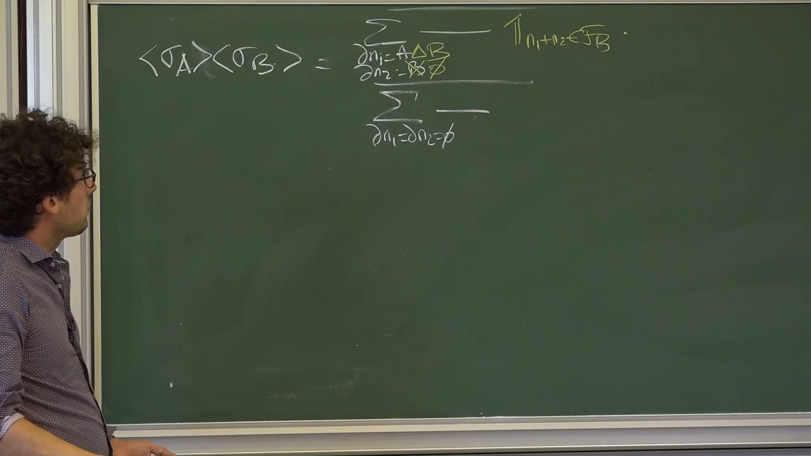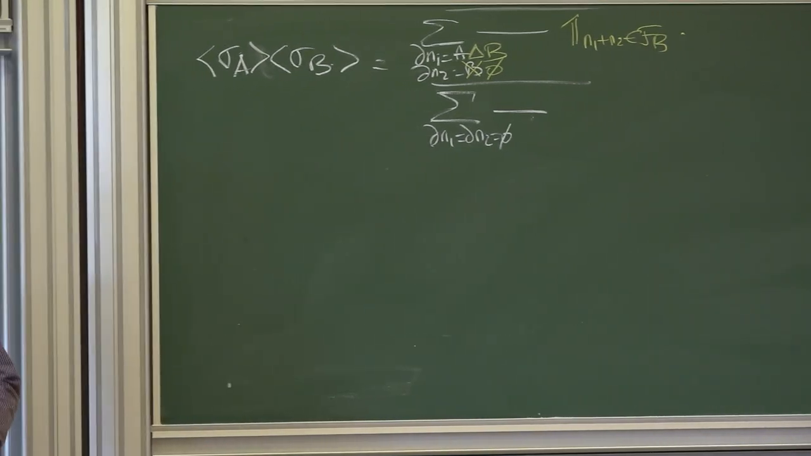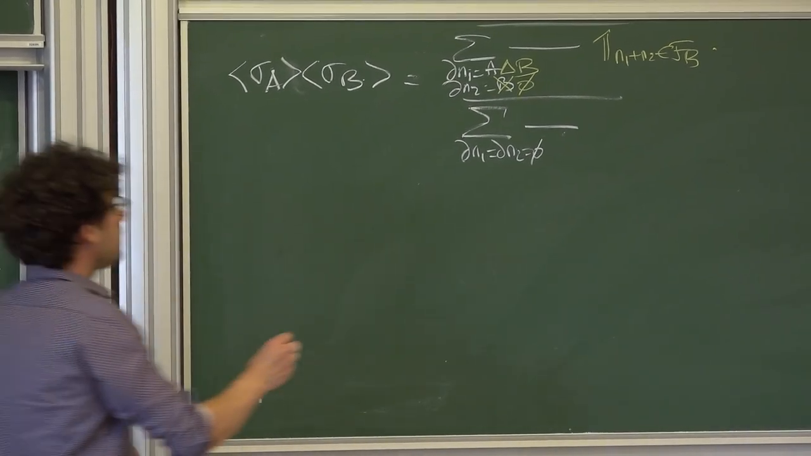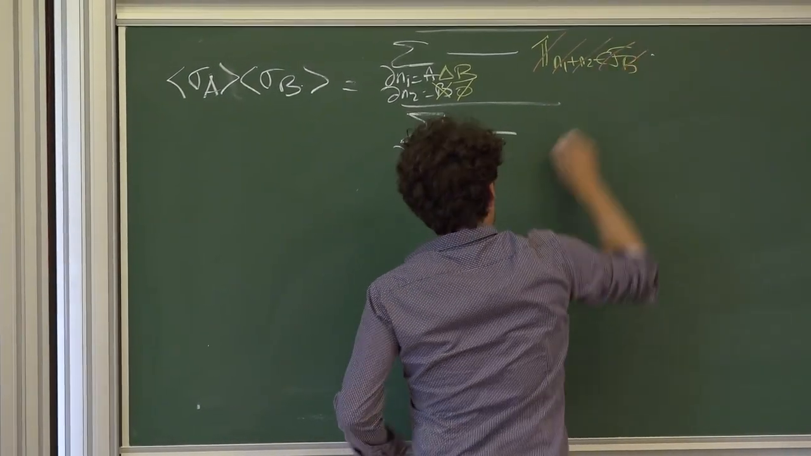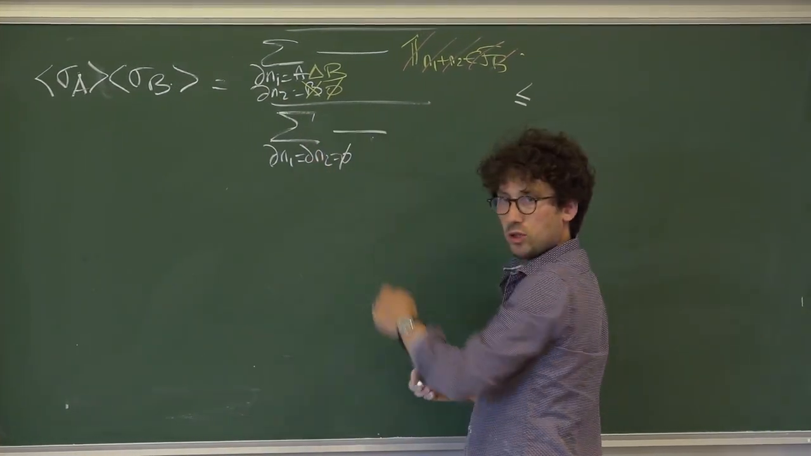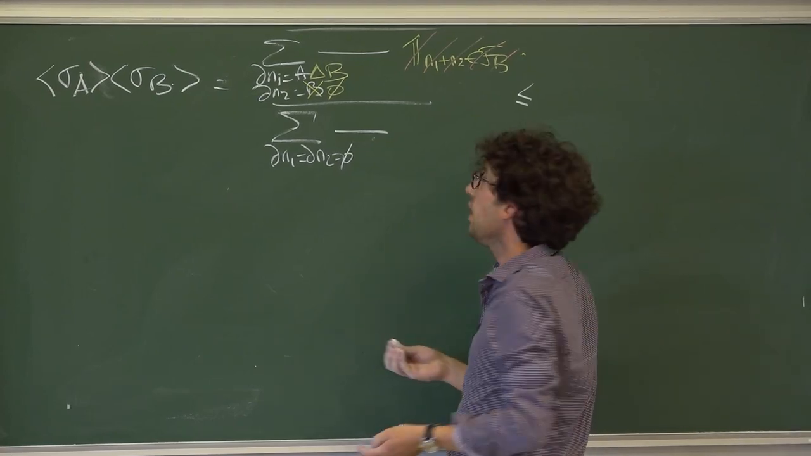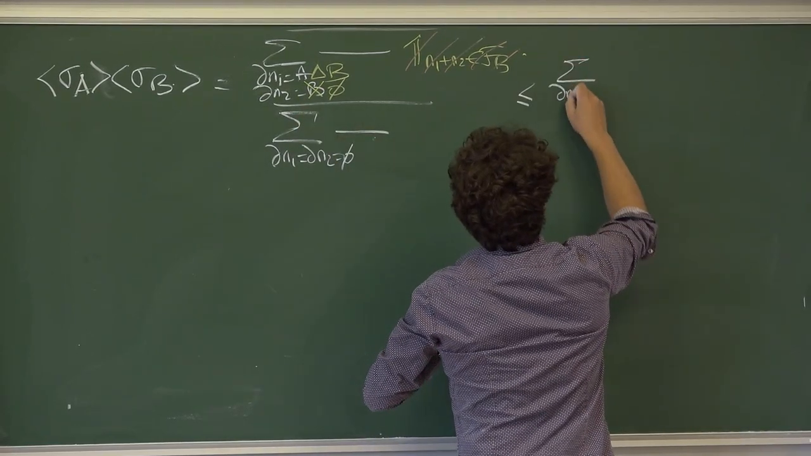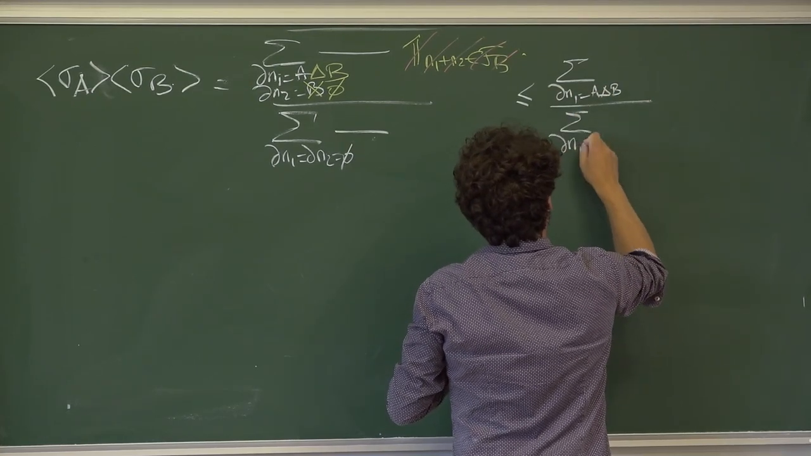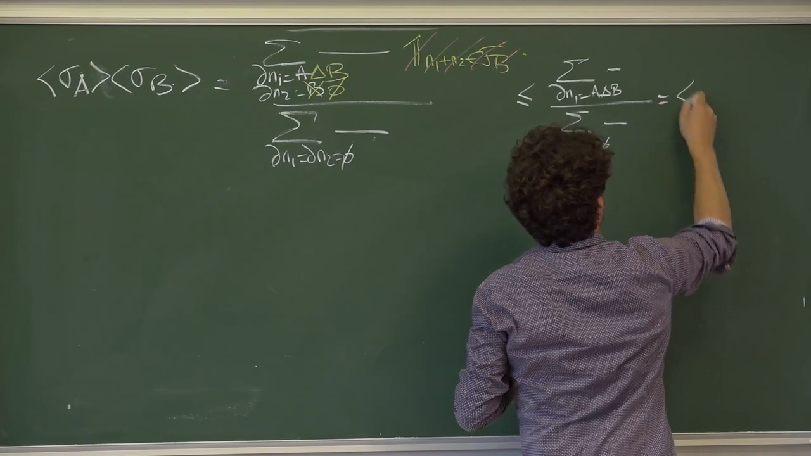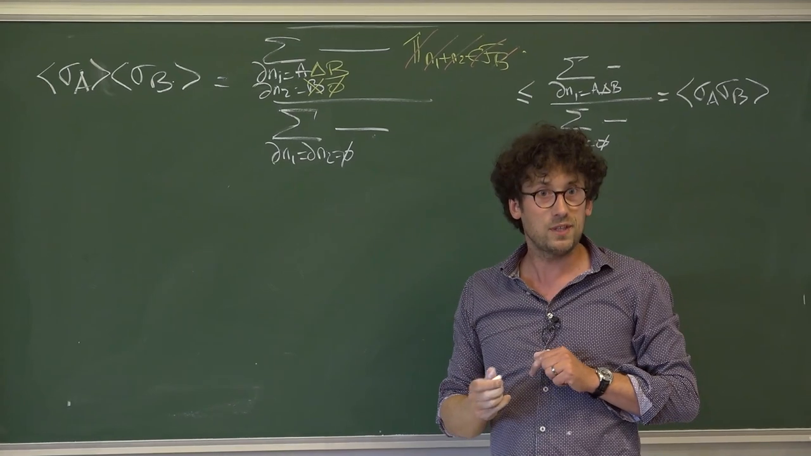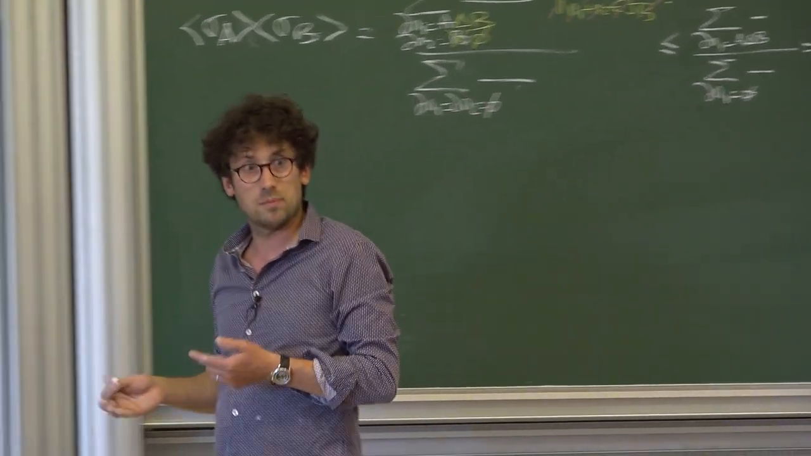But notice one thing. An indicator function is just reducing my sum. So if I forget entirely about this, I get that this is smaller or equal. Now n2 has no sources at the bottom and top, so I can just remove n2. And I get just the sum with n1 with sources A symmetric difference B, and the sum with n1 the empty set. And this is just sigma_A sigma_B. This is what we call the Griffiths inequality. And it comes completely immediately.